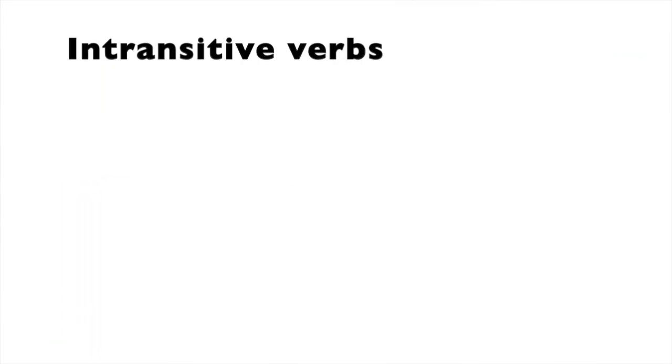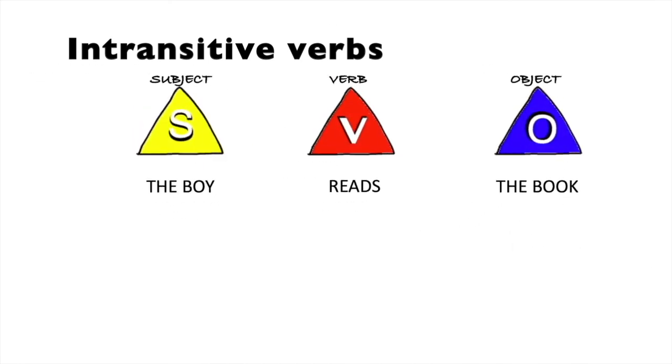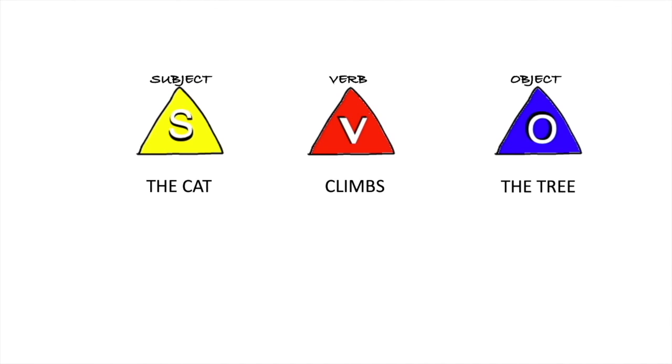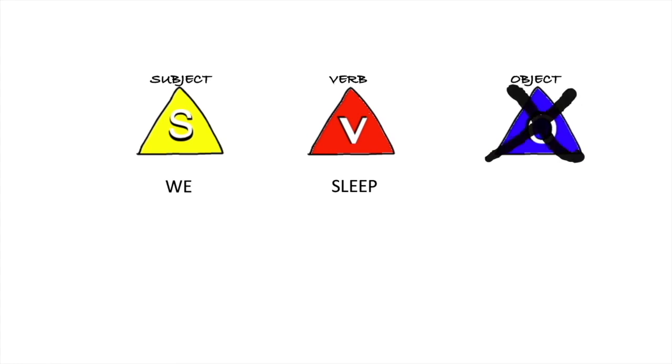So far, I've been talking about transitive verbs which take an object. The boy reads the book, the cat climbs the tree, and so on. But many verbs in English are intransitive. For example, if we sleep, we don't sleep something. We just sleep. But we can talk about how we sleep, or where we sleep, and things like that.